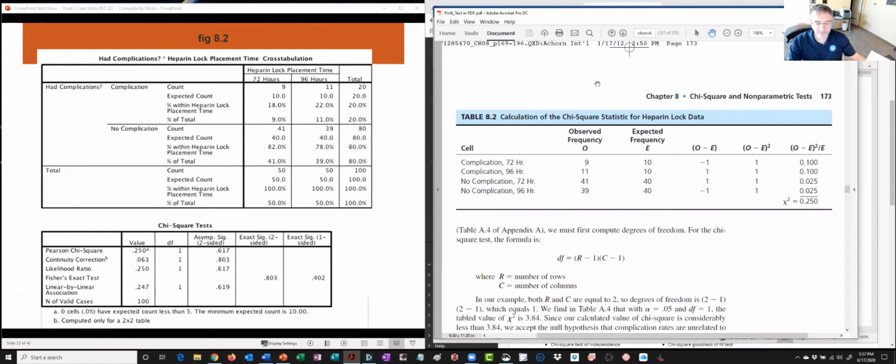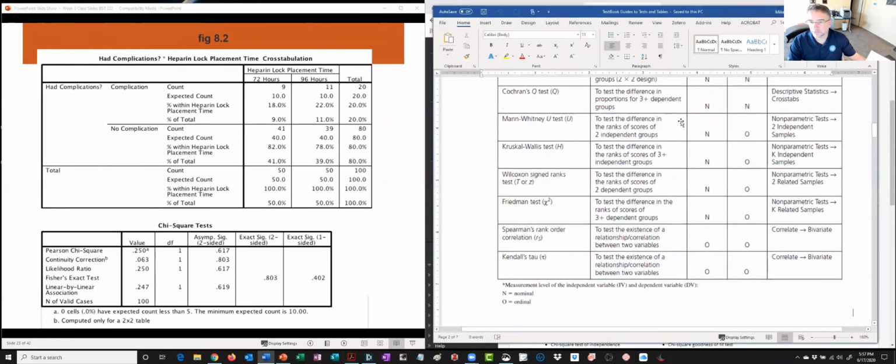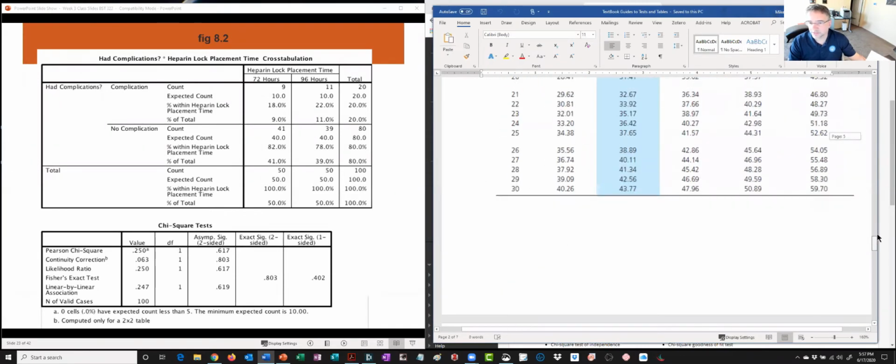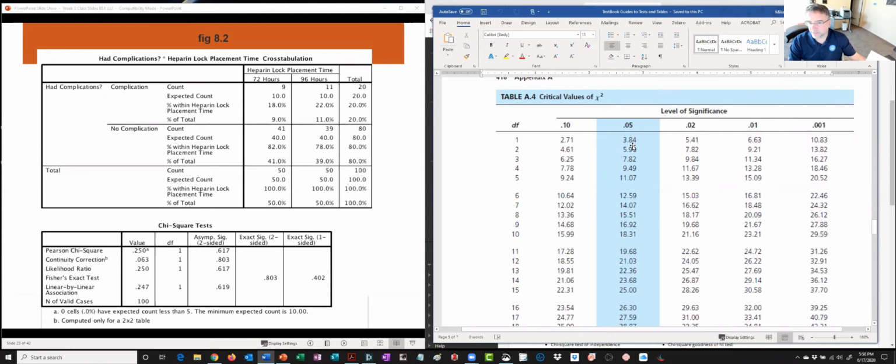R minus 1 times C minus 1 is 1. And if we go back to our book, compare 0.250 on our chi-square table, zoom down to it, it's much less than our tabled value. So this one is also not significant, and the software calculated it at 0.617. So for the discussion question, you want to see if you can get that value.